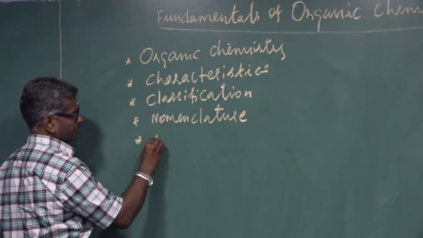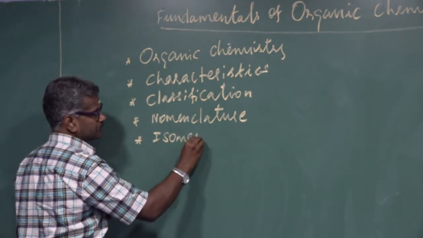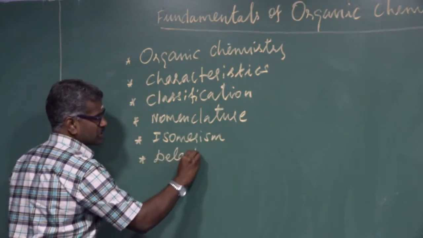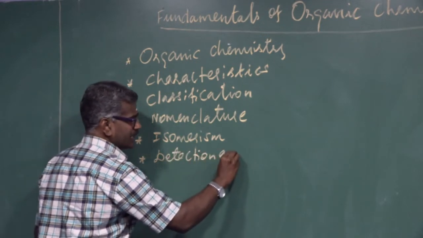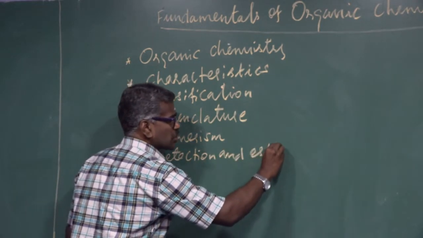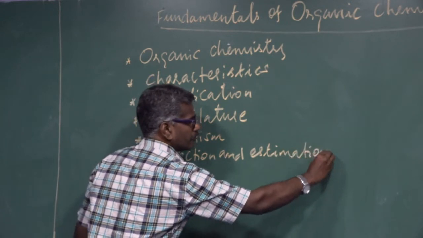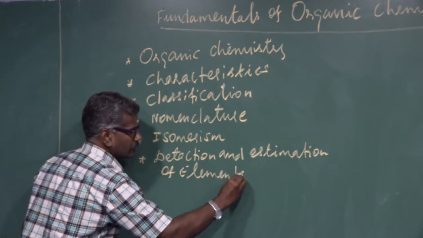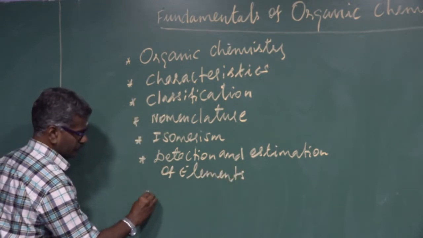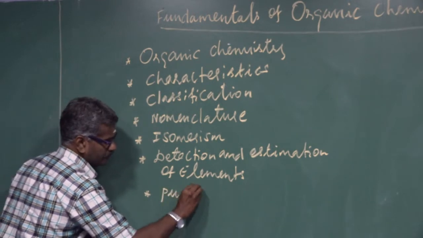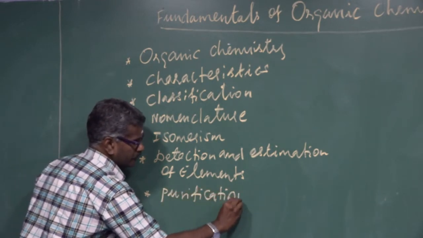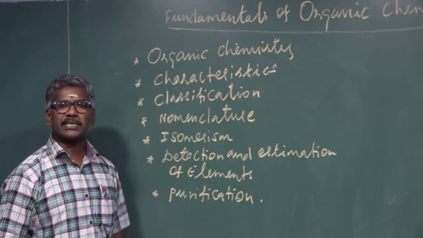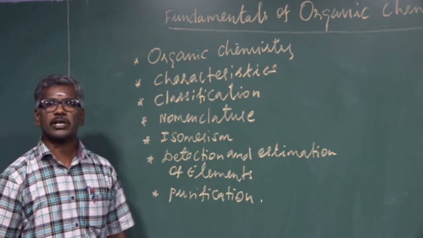Point number 5: isomerism. Next point: reduction and estimation of elements in organic compounds. Finally, purification of organic compounds. These are the contents discussed in fundamentals of organic chemistry.